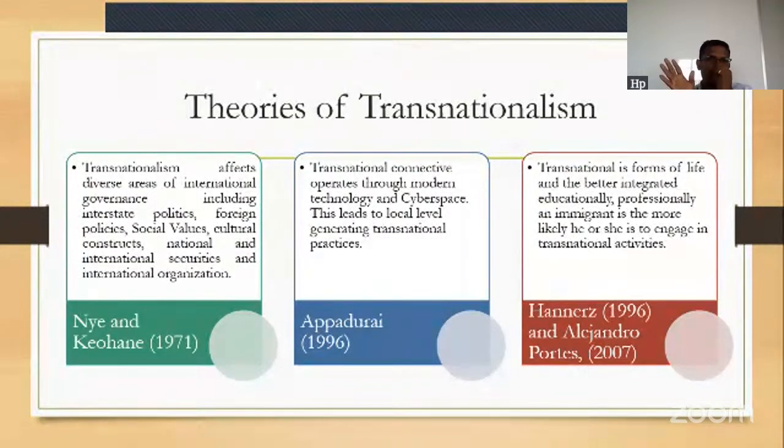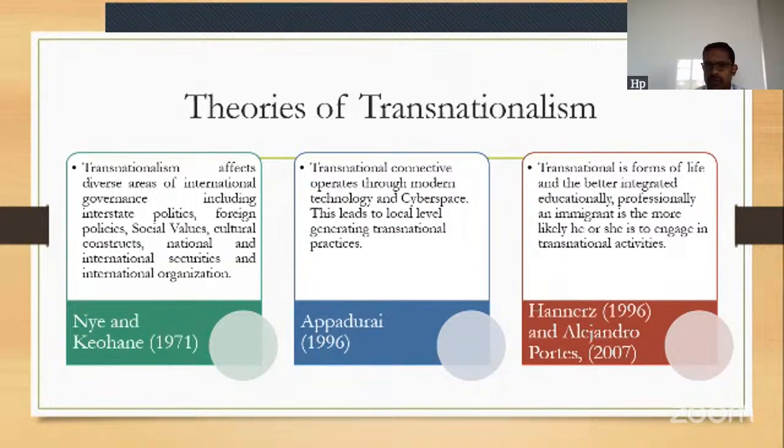So, transnationalism affects the diverse areas of international governance. And Appadurai has accepted what Nye and Cohen say in their theory, but he adds more to it: it operates through modern technology and cyberspace. That is also a valid point because technology and cyberspace play a vital role in bringing the transnational connective. Today we are connected. I am connected to learners because of this technology and cyberspace. If not, I cannot connect with learners across India. In the same way, the transnational connective operates through cyberspace and technology.